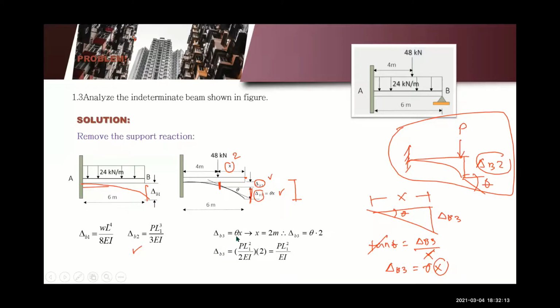So, the delta B3 is equal to theta x from this one, wherein your x is equal to 2 meters, since this is 6 minus 4, 2. And then, this is the equation based on the table of the slope, and then multiply it by 2. Then, to get the final deflection by the load, all you need to do is add delta B1, delta B2, and delta B3. So, ganun lang yung gagawin.